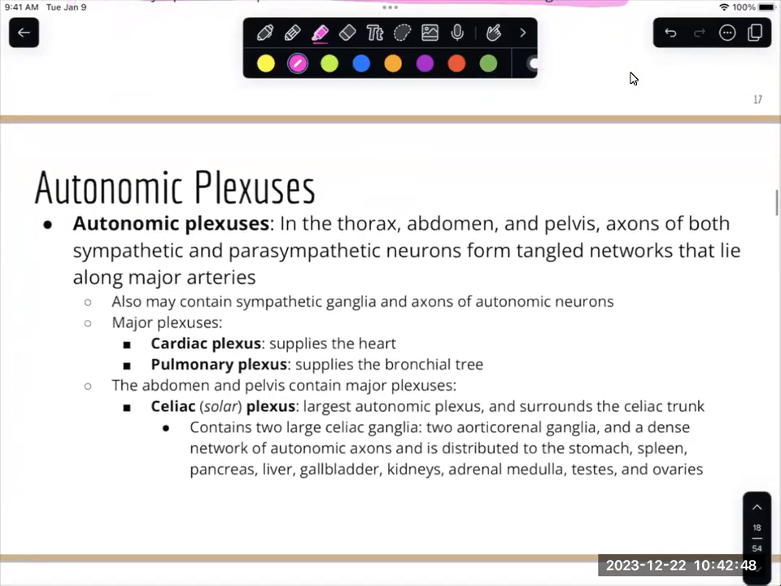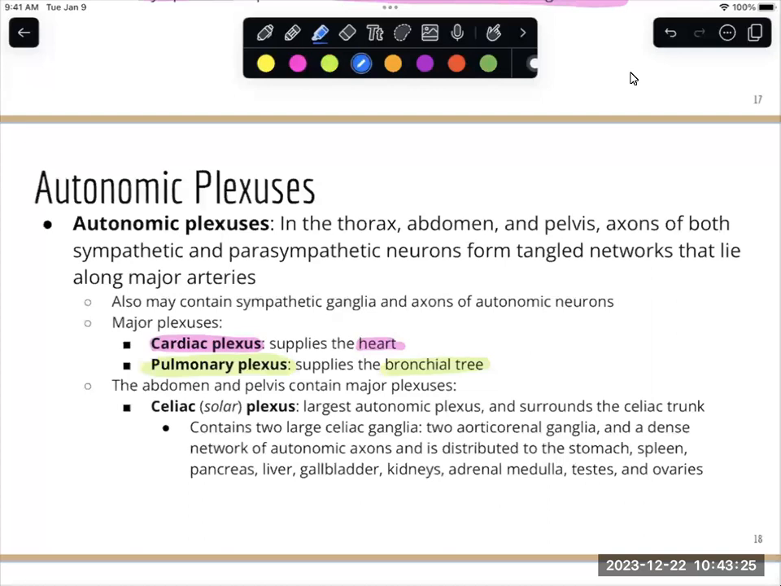So we've got some autonomic plexuses, which again are the branching of those different nerves in different areas, and they help these autonomic neurons do their job more efficiently because they're connecting to more neurons. The main ones that we have: a cardiac plexus, which goes exactly where it says it does. We have a pulmonary plexus, for the lungs and the bronchial tree.